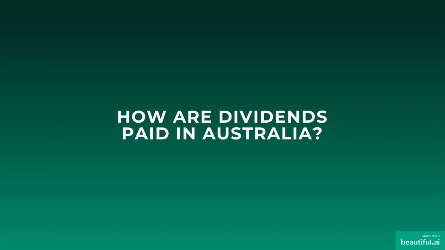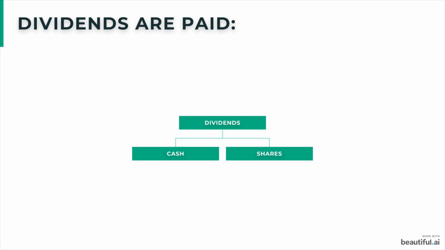So let's talk about some of the questions that you have asked me when it comes to dividend portfolios in Australia. Now, one of the more common questions when it comes to dividend investing is how are dividends paid in Australia? Dividends are paid to you in either cash or in shares. Now, if you didn't opt into dividend reinvestment plan, then it will be paid to you on the payment date disclosed by the company's dividend announcement.